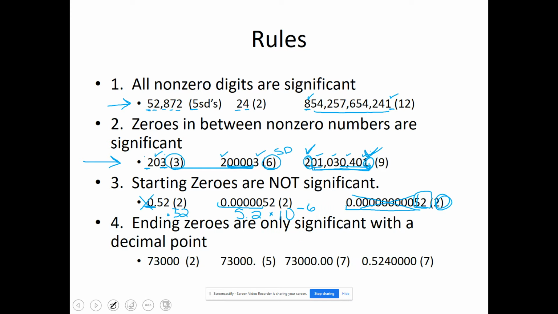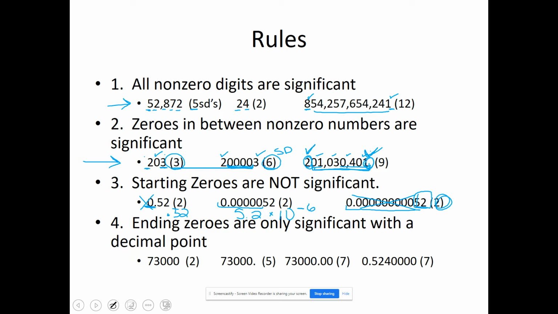Rule number 4. Sometimes I will break this into 3 mini rules because there's different ways that it looks. But your main thing is ending zeros only count if there's a decimal point involved. Or we'll talk about it in the next rule, there's a bar above a zero. But ending zeros are only significant if you see a decimal point.